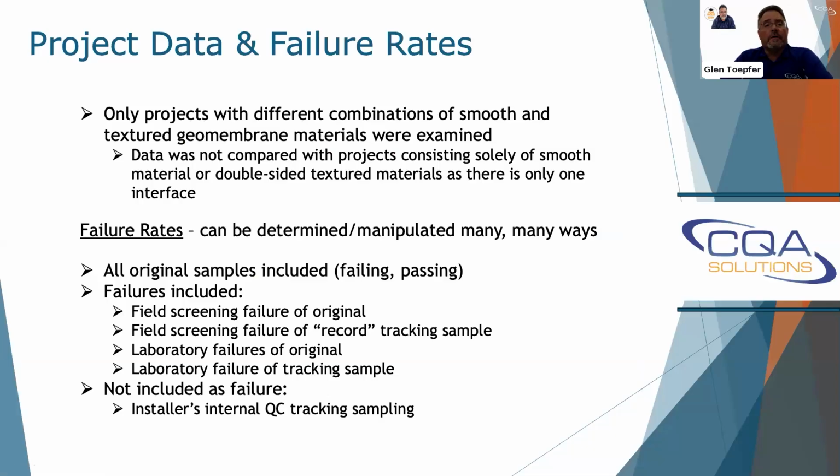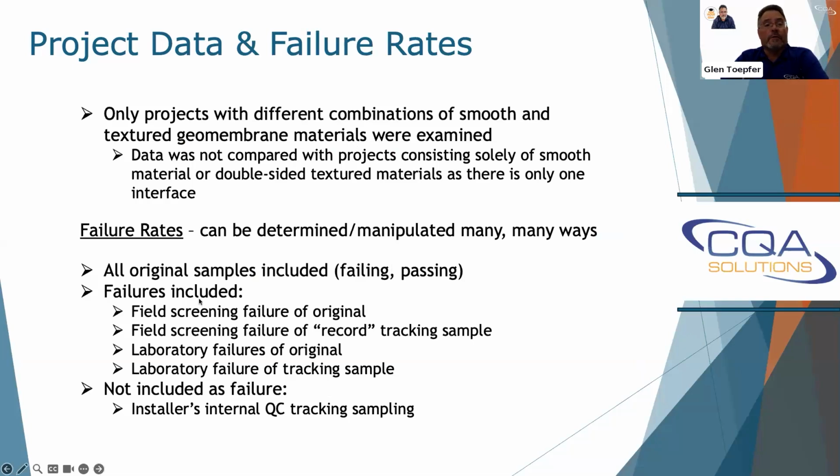So the project data, like I mentioned, we only picked projects that had multiple interfaces. But since we're talking about failure rates, I'll take a moment and discuss that. There's a ton of ways to calculate failure rates. You talk to installers, they'll most likely calculate it a different way than you. But the way I did it, all original samples were included, whether they were passing or failing.